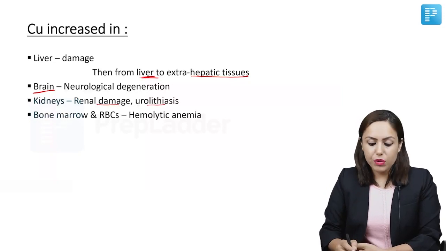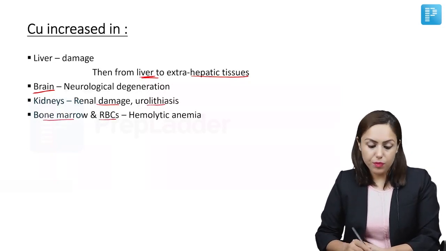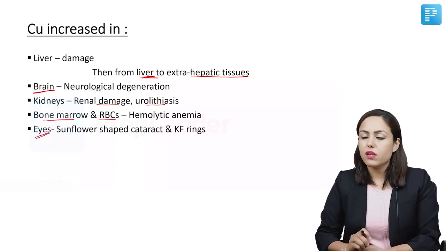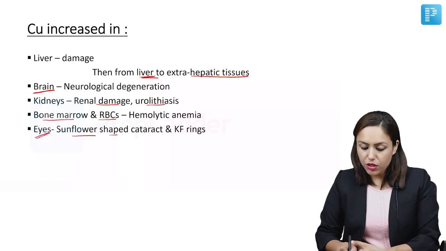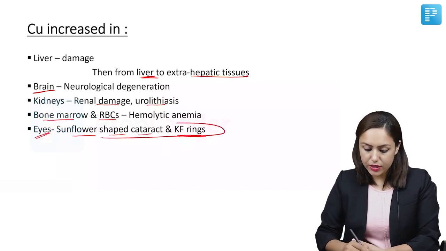Then copper damage in bone marrow and RBCs will lead to hemolytic anemia. Then copper deposition in eyes will lead to sunflower shaped cataract and KF rings. So let's see these two pictures on the next slides.